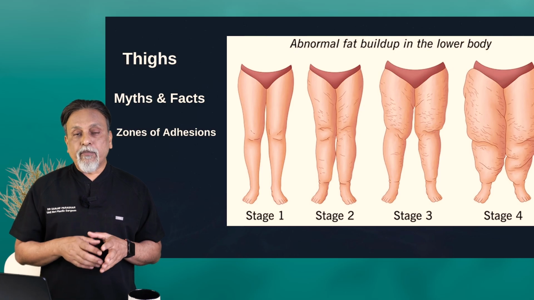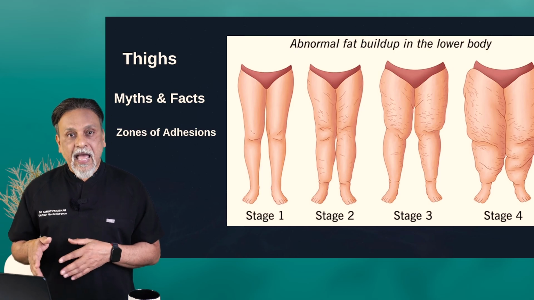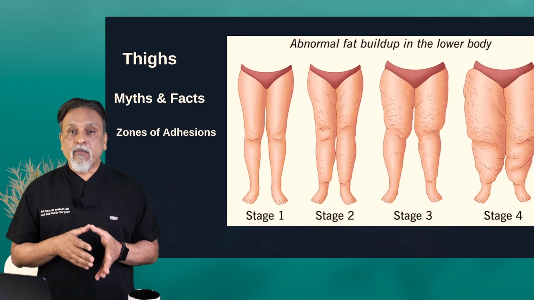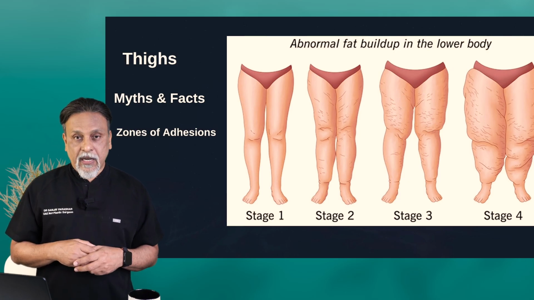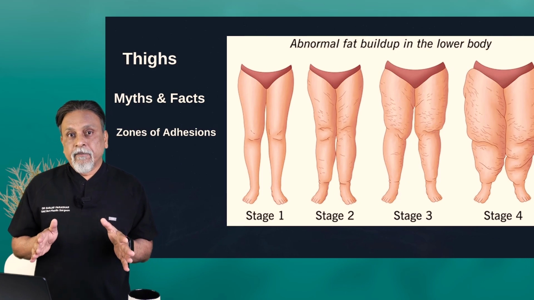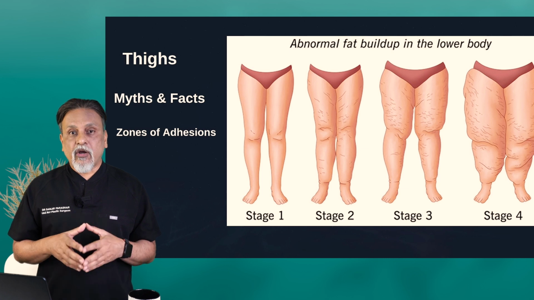But if you look at the progression of weight gain, as people become overweight and obese, the fat starts depositing in the deeper layer as well. So that adhesion goes away. So this anatomy is very important to understand.